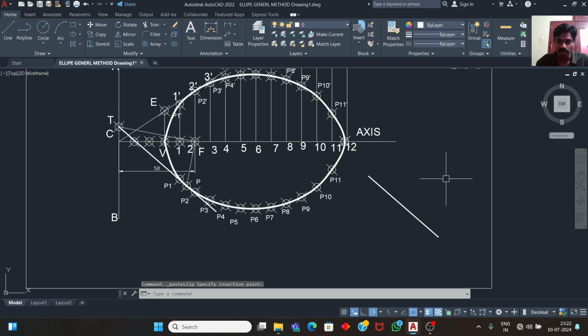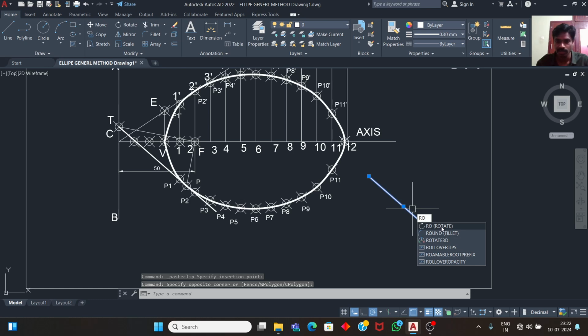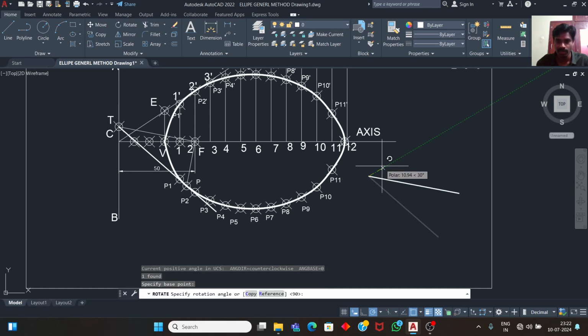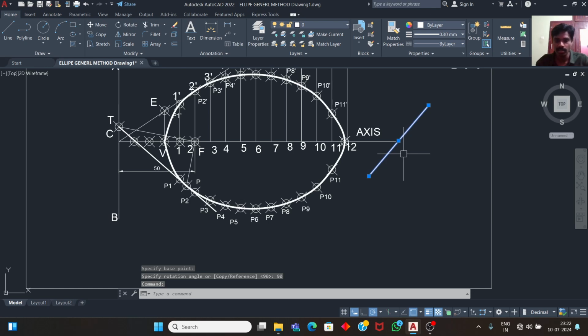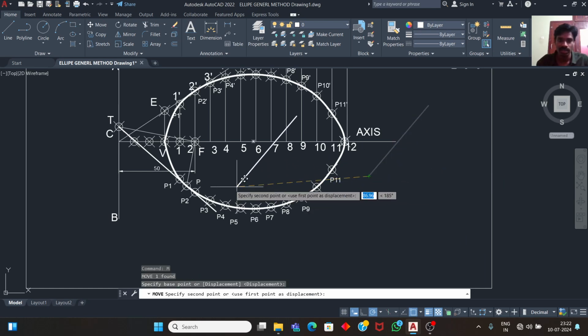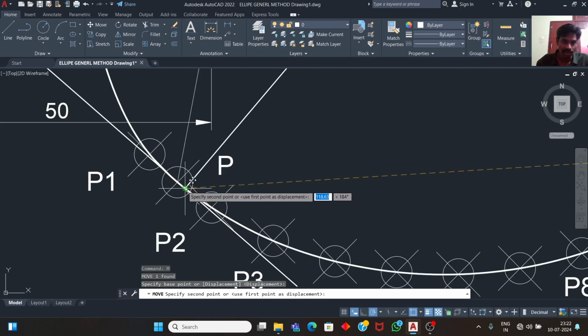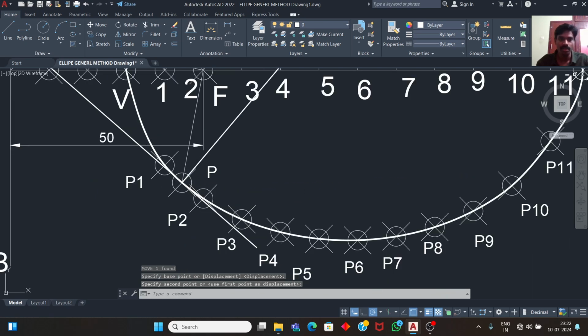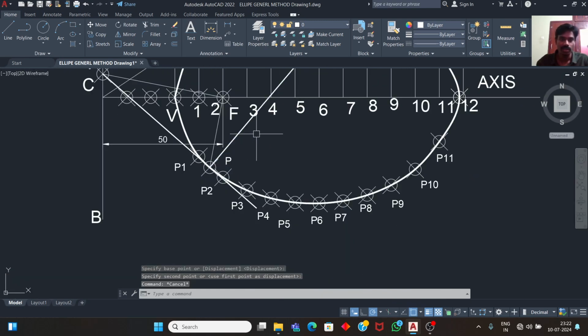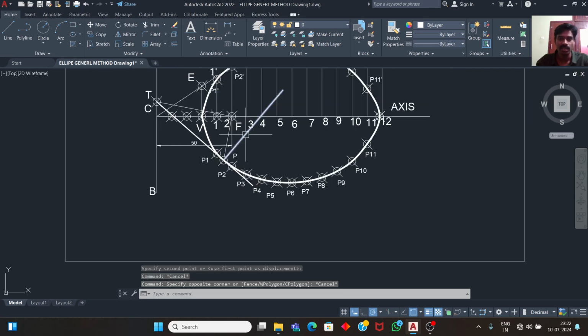Paste it somewhere and rotate this line again by 90 degrees. Rotate, RO, enter, select base point and enter the value 90. Next, move this line to this point. We have located a point now. This line we can call the normal line. This line is the normal line, and this line is the tangent line. This is the tangent and normal.